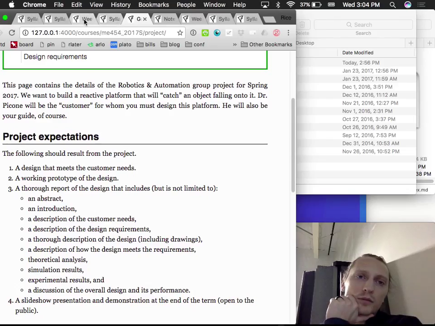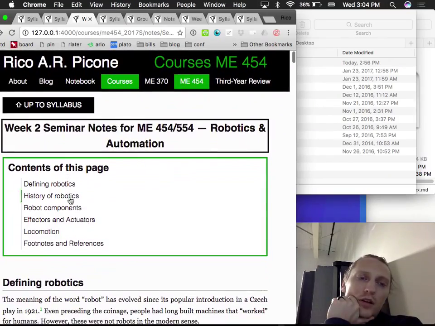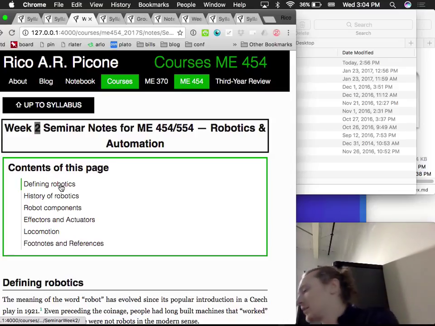Go to week 1. It says week 2 seminar notes, but I just need to change this to a 1, because it's week 1 seminar notes now.